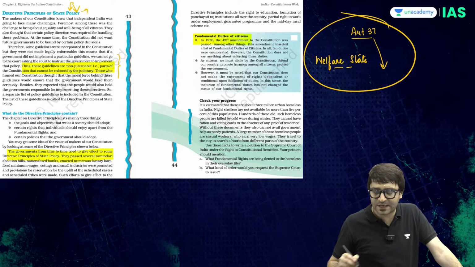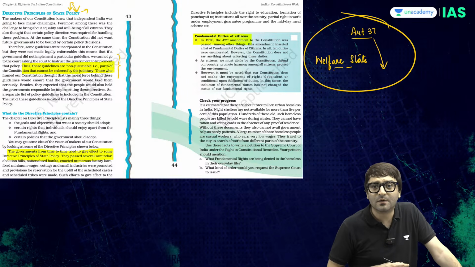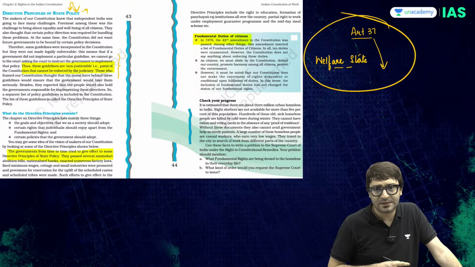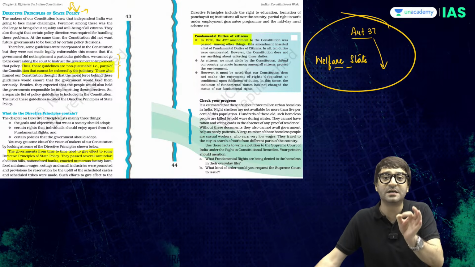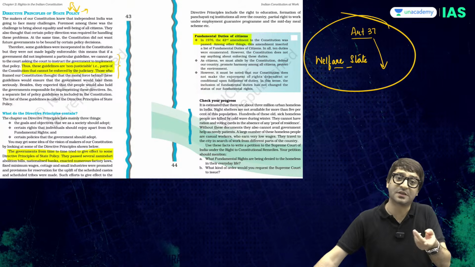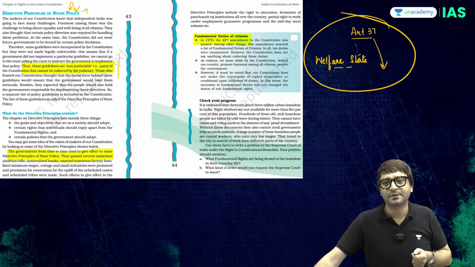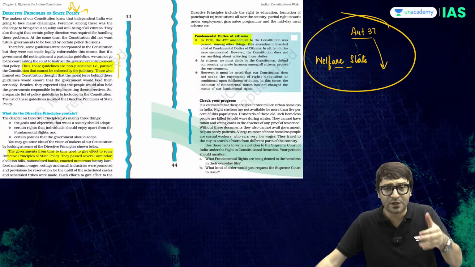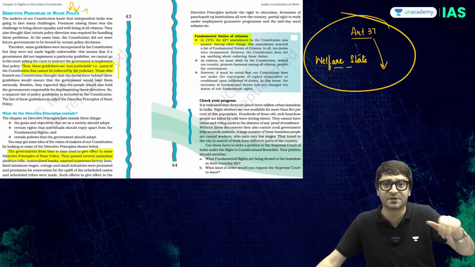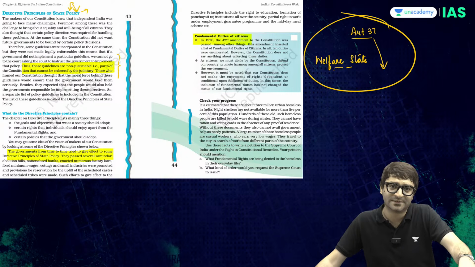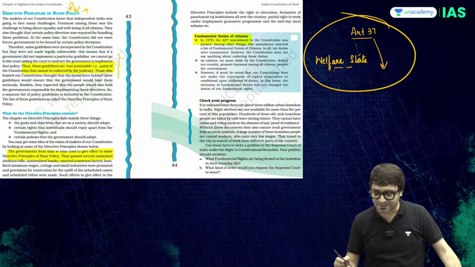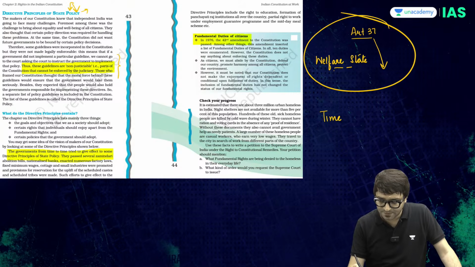Article 37 says these directive principles are not enforceable in a court of law. But Article 37 also says, nevertheless, these directive principles are fundamental for the governance of the country. It shall be the duty of the state to implement these directive principles of state policy. But why were these DPSPs not made enforceable? Because the state needs time and resources.